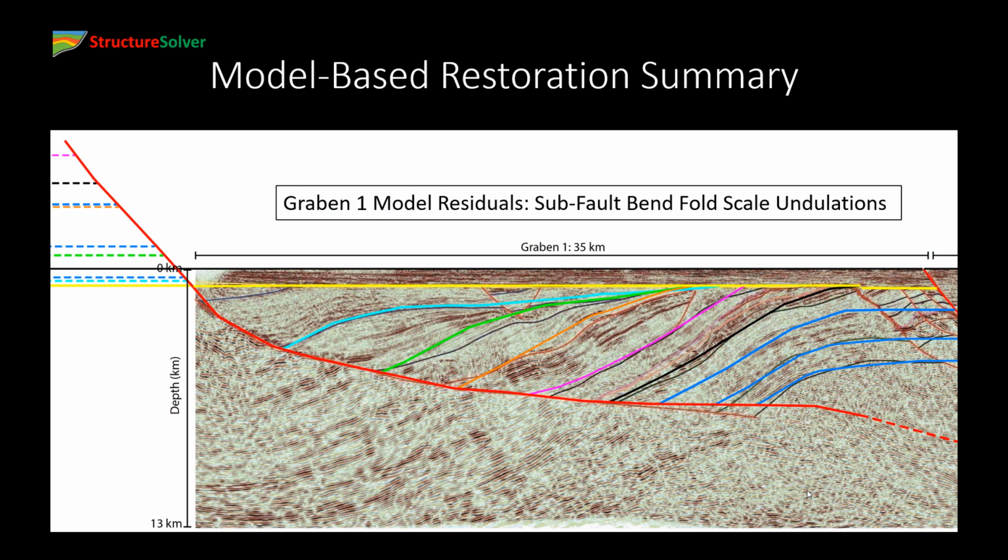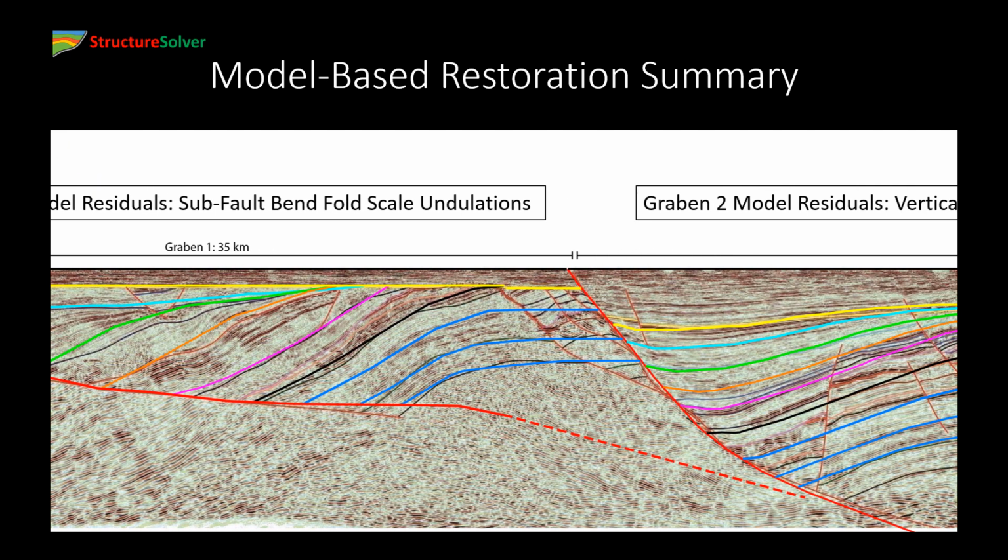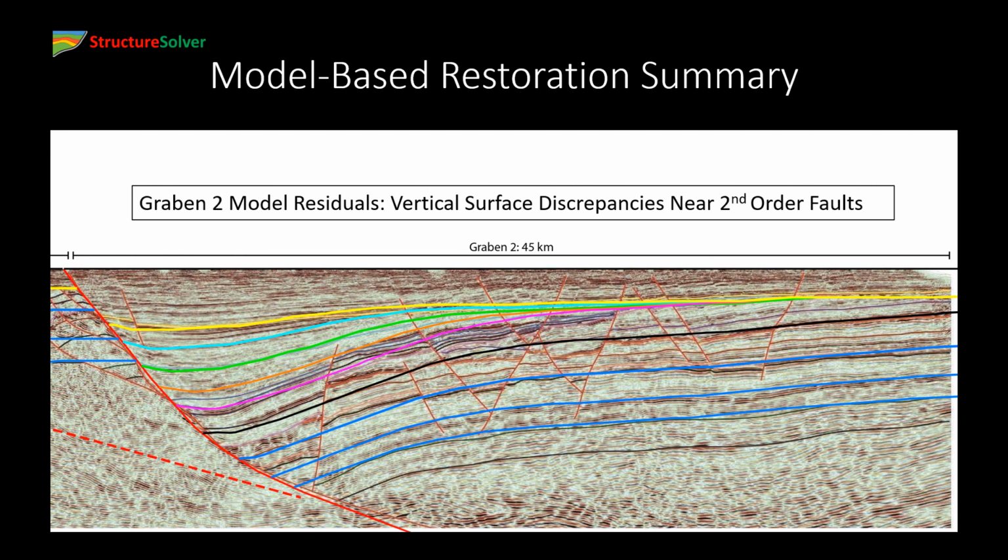So overall, we found that the model residuals in the first graben were largely associated with smaller scale horizon undulations below the scale of the regional fault bend fold geometry generated by the model and used to unfold the seismic sections. In contrast, the model residuals in the second graben are mainly concentrated around the network of secondary normal faults. These faults were not included in the regional fault bend fold model, so their slip was not accounted for in the restoration steps. So for both grabens, the regional fault bend fold models reproduce the majority of the observed geometry in the seismic stratigraphy.